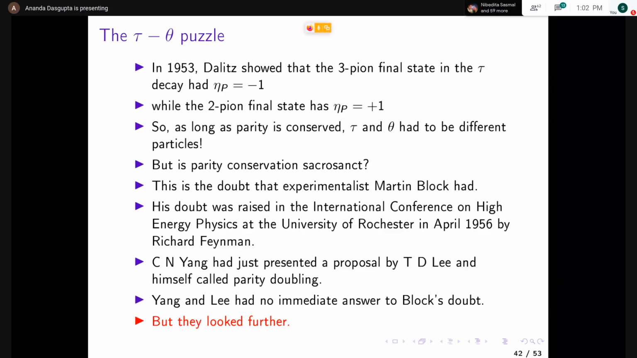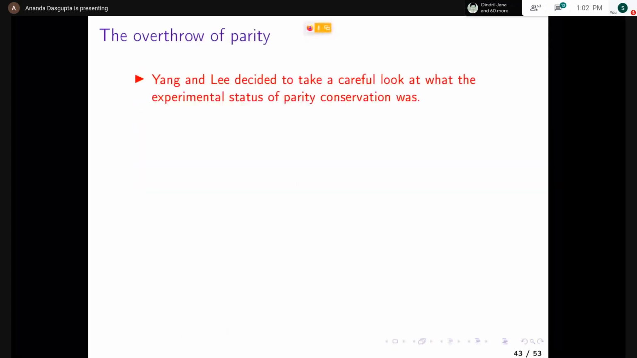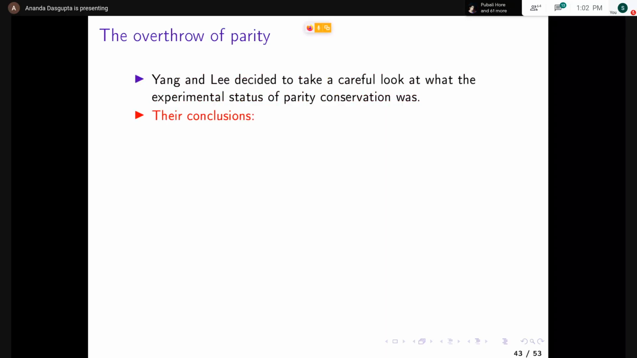But Yang and Lee did something nice. They did not have an answer, but they decided to look further. And they decided to take a very careful look at what was the experimental status for parity conservation. Theory may be wonderful, symmetry and everything is great. However, what is important is, does experiment really verify parity conservation? And the conclusion that they reached was this.